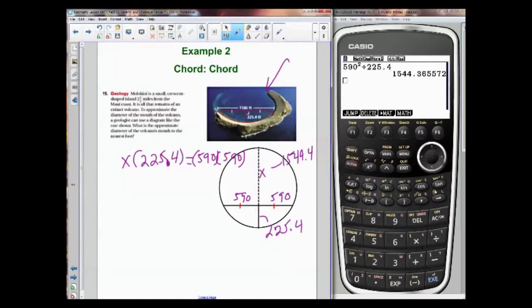The diameter is these two things added together. So all I would do is just add plus 225.4, and we're done. 1769.77. So 1769.77. Next problem. All right. Part times part is equal to part times part. Find this part. They asked for the whole diameter.